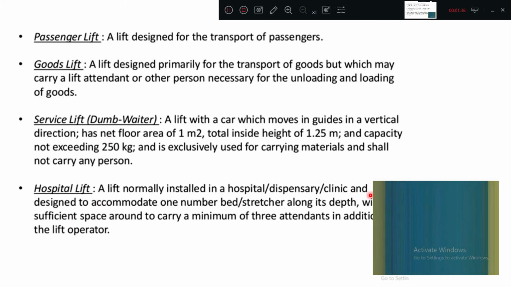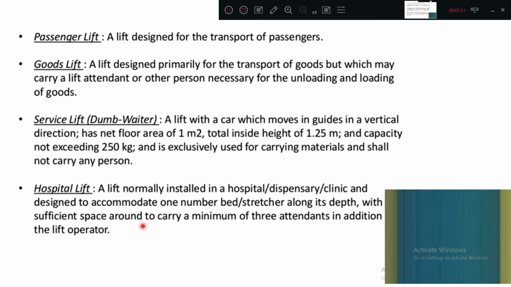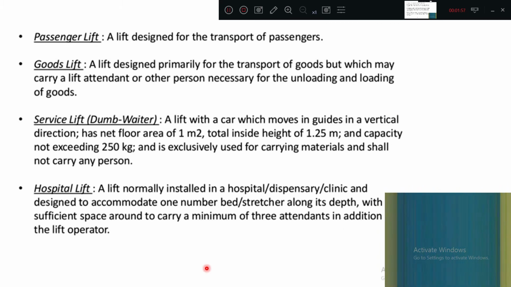Hospital lift, very important. A lift normally installed in a hospital, dispensary or clinic, designed to accommodate one bed or stretcher along its depth. Very important, it is along its depth, with sufficient space around to carry a minimum of 3 attendants in addition to the lift operator. Means one bed, one patient, one small table, and 3 extra persons. That is the serviceability of a hospital lift.